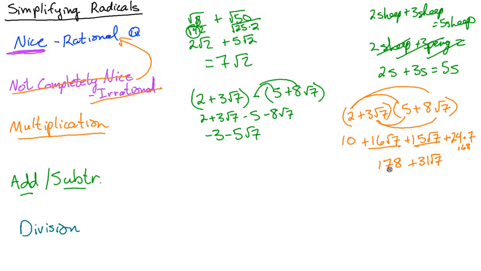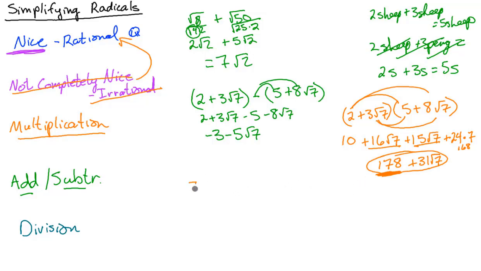Now, commonly it will be written with the rational, nice piece first, and then anything with a radical on it will be written second. That's a normal way to write it, but if you were to write it the other way around, 31 square roots of 7 plus 178, it wouldn't be amiss at all. Let's try one more of those and see how it looks.